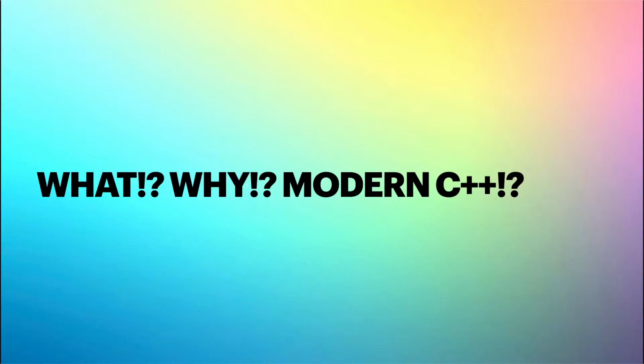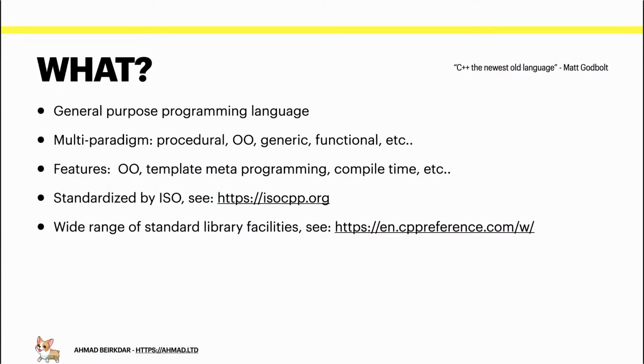So let's get started. Why modern C++? Modern C++ is a general purpose language. That means it's not a domain specific language like, let's say, R or MATLAB, which are scientific computing or computation specific. C++ is used everywhere. It's multi-paradigm, which means it supports a lot of paradigms like procedural, object-oriented, generic, functional, and a bunch more. It features object-oriented programming, template metaprogramming, and a lot of cool compile time stuff. To be honest with you, that's one of my favorite things in C++.